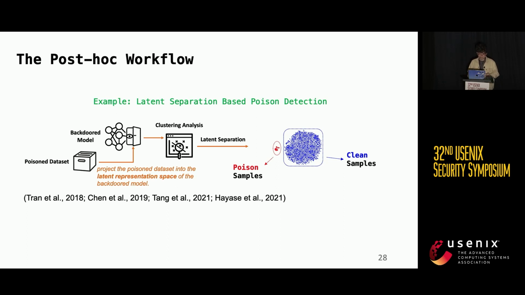Basically, given a poison data set, the defender will just train a backdoor model routinely on this poison dataset. And then they will project the poison dataset into the latent representation space of the backdoor model, and perform another clustering analysis on these samples. Empirically, we often find that the poison samples and clean samples will form two separate clusters. So the defender can easily identify those poison samples by performing some clustering analysis and just eliminate the abnormal cluster.